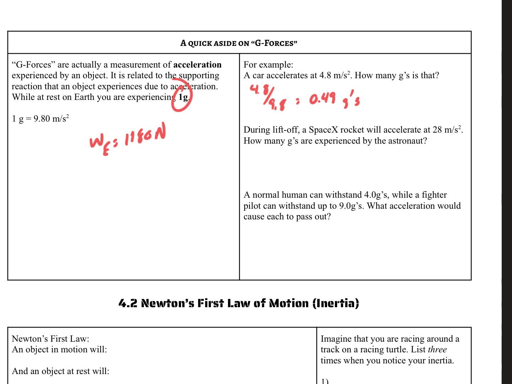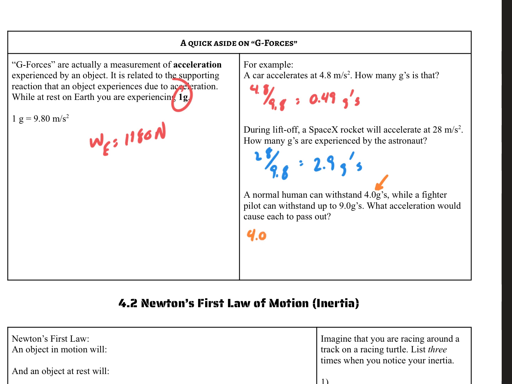Okay, cool. So during a rocket launch, a SpaceX launch for example, it accelerates at 28 meters per second squared. How many g's is that? Well, same way to calculate that. 28 divided by 9.8. And here we get about 3 g's, or 2.9 g's. A normal human can withstand about 4 g's without training. There are maybe some cool videos we can look at, but fighter pilots undergo a lot of training to be able to handle these types of g's, basically just working out.